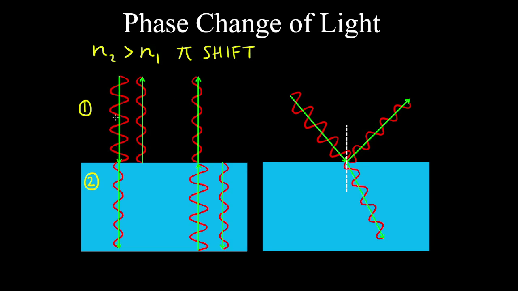So as we can see in this case, because water is more optically dense than air, so the index of refraction of water is larger than that of air, then we see the reflected ray is pi shifted. So you can see this is the case by comparing the incident wave with the reflected wave. So this is analogous to our case of a string.